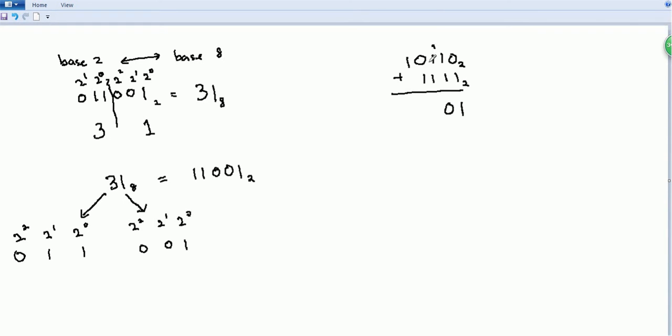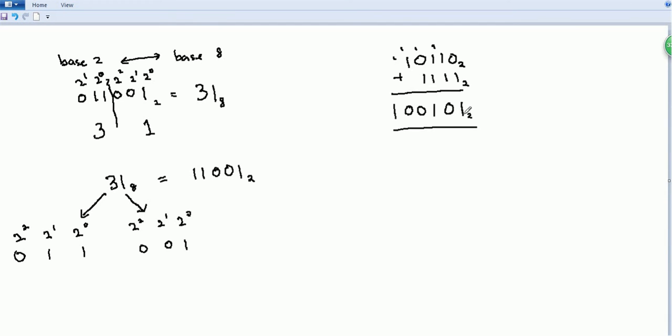So 1 plus 1 plus 1, you get 3. Because this is base 2, we cannot write 3. Minus 2, you get 1, and you add 1 here. 1 plus 1 is equal to 2, we cannot write 2. Minus 2, you get 0, add 1 here. 1 plus 1 is equal to 2, we minus 2, you get 0, add 1 here. So this is the answer, 100101.